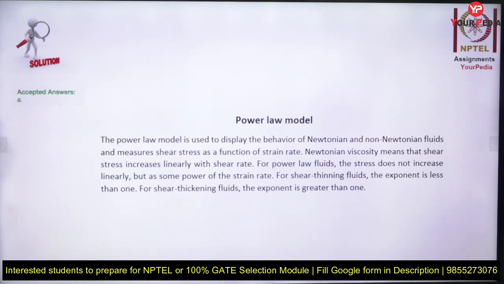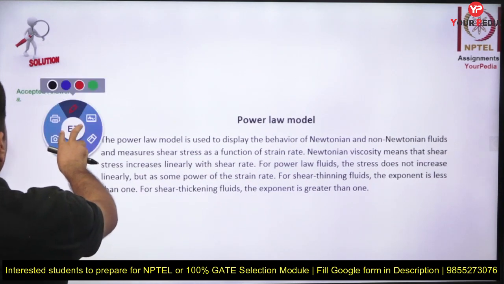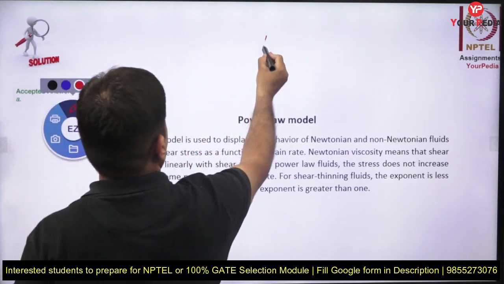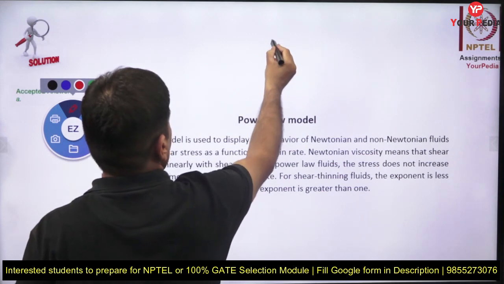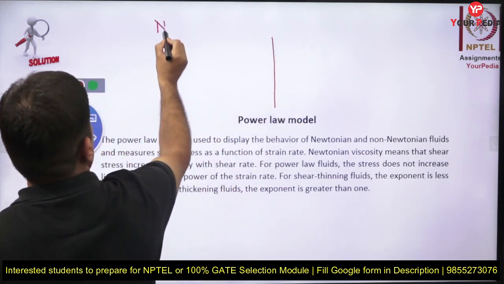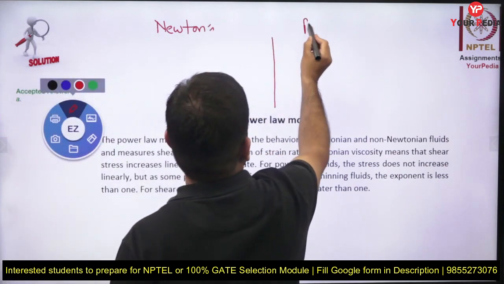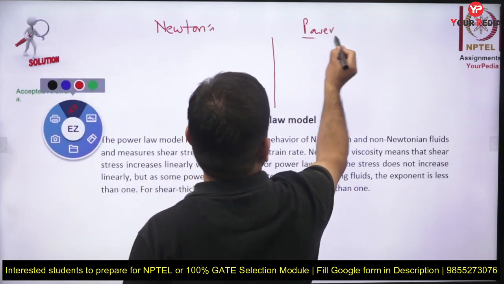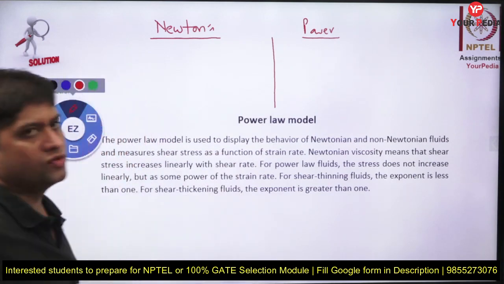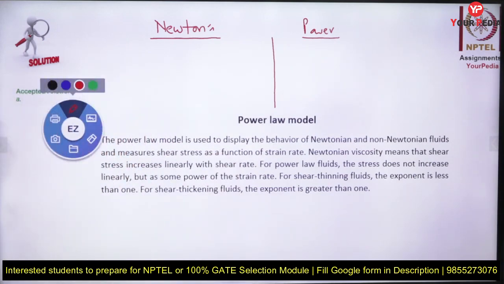Now there are two laws which you should understand. One is called Newton's law of viscosity, which is for Newtonian fluids, and another is the power law, which is for non-Newtonian fluids. There are different ways by which these two laws can be represented. The power law is for non-Newtonian fluids and Newton's law is for Newtonian fluids.